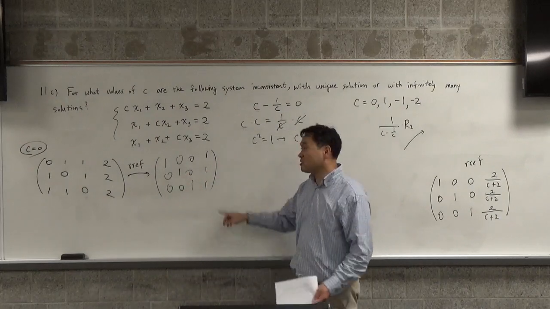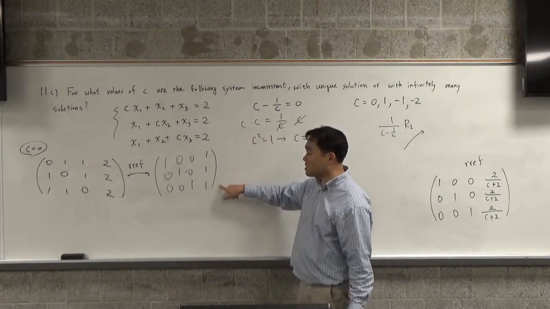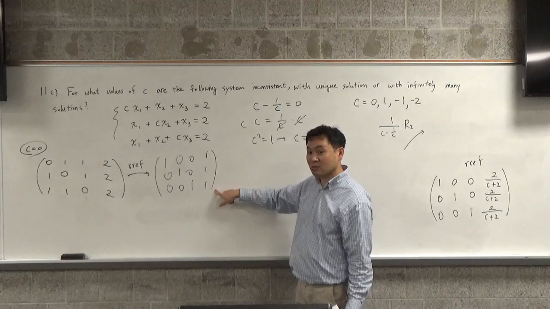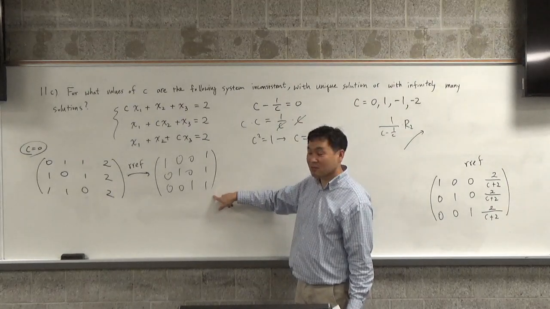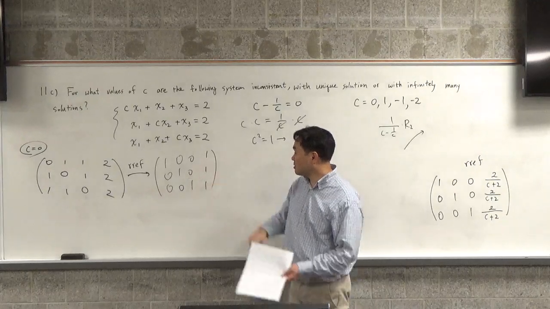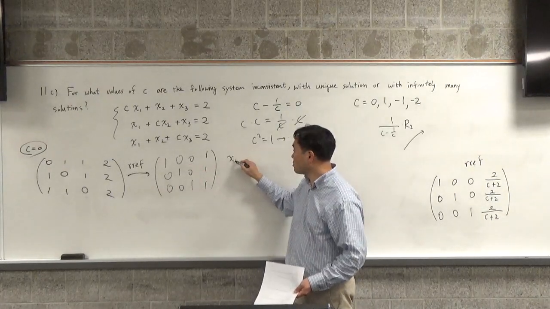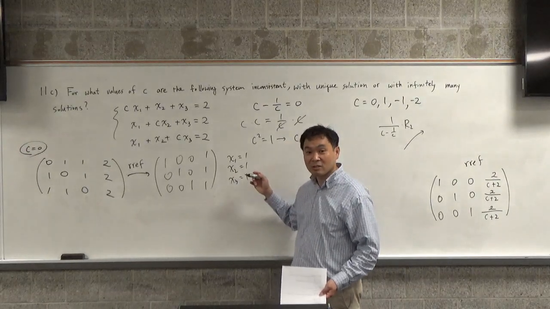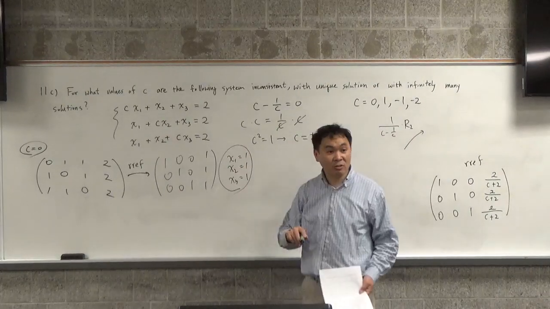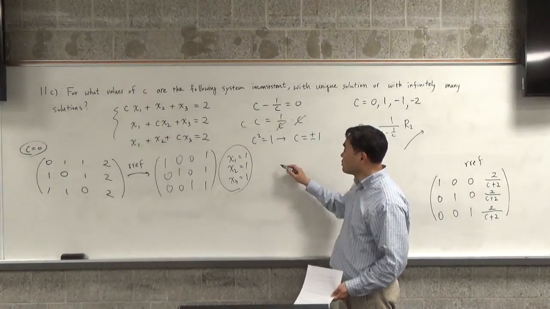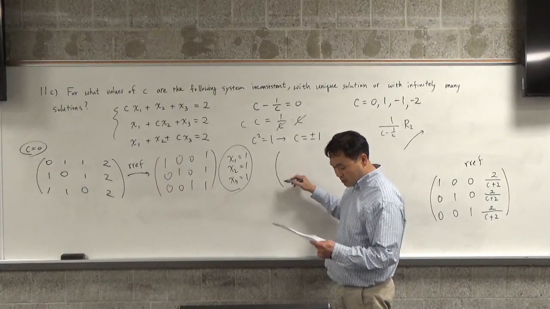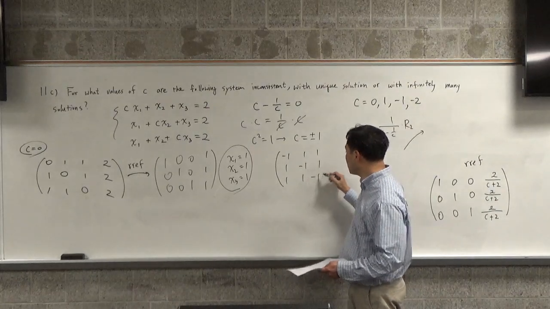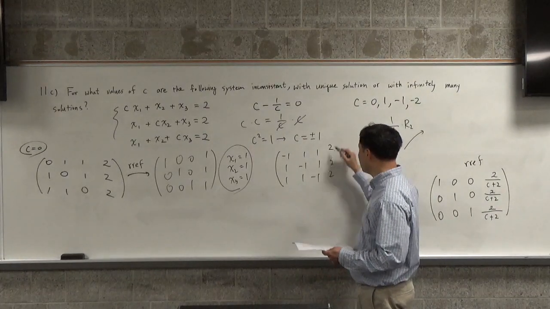So what does this mean? Does this mean we have infinitely many solutions, or inconsistencies, or a unique solution? This means x1 is 1, x2 is 1, x3 is 1, right? So we have a unique solution. That's what it means. When c is negative 1, it's like negative 1, 1, 1, 1, negative 1, 1, 1, 1, negative 1, 2, 2, 2.